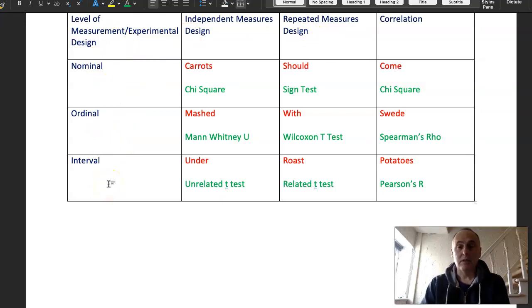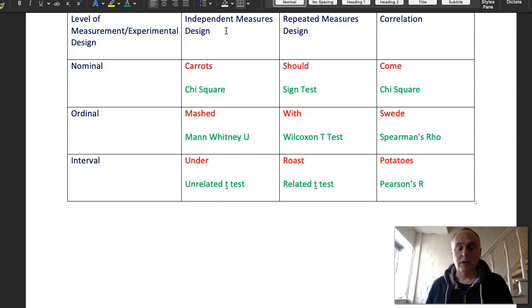So we simply need to ask ourselves a question: what type of data, what type of measurement, do we have in our particular investigation? That's sometimes given to you in a question. And what type of design has been used: is it independent measures, repeated measures, or correlation? As soon as we've got those questions answered, we are halfway there to working out which inferential stats test to use. Okay, on to the mnemonic.